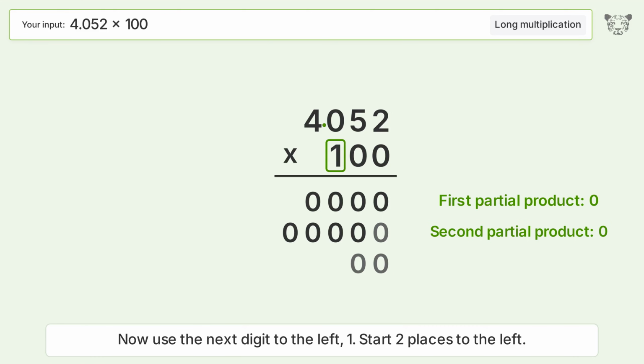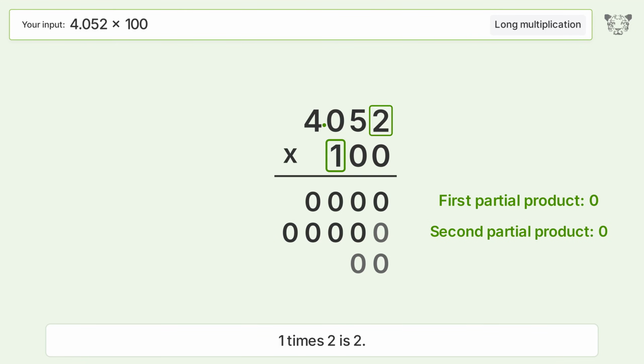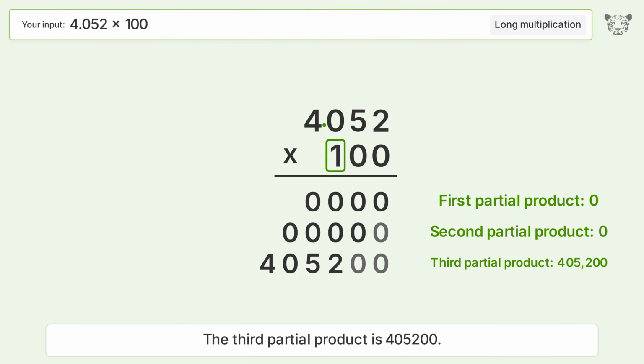Now use the next digit to the left, 1. Start two places to the left. 1 times 2 is 2. 1 times 5 is 5. 1 times 0 is 0. 1 times 4 is 4. The third partial product is 405,200.